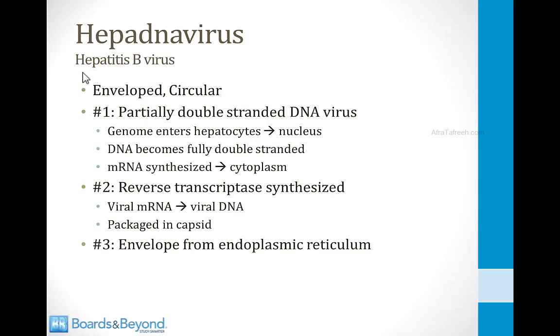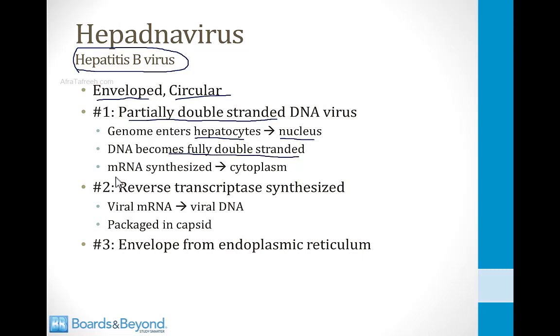The hepadnavirus family has one medically important virus you need to know about, and that's the hepatitis B virus. This is an enveloped virus with a circular genome, and it has three unique characteristics that you need to remember for your boards. Unique characteristic number one is that it has partially double-stranded DNA for its genome. Some of the DNA is single-stranded. When hepatitis B gets into liver cells, it goes to the nucleus. In the nucleus, the DNA becomes fully double-stranded, and then mRNA is synthesized, which heads to the cytoplasm.